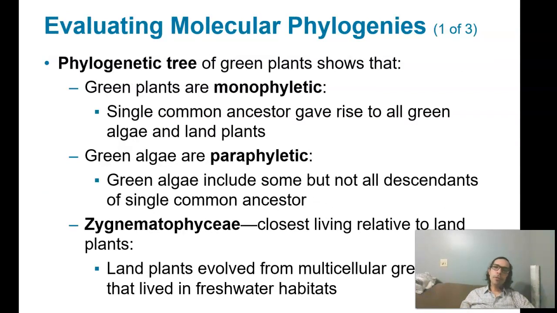The phylogenetic tree of green plants shows that green plants are a monophyletic group. They have a single common ancestor that gave rise to all the green plants and the land plants. Remember that in order to be considered a monophyletic group, when you have a common ancestor, you have to include all the descendants.